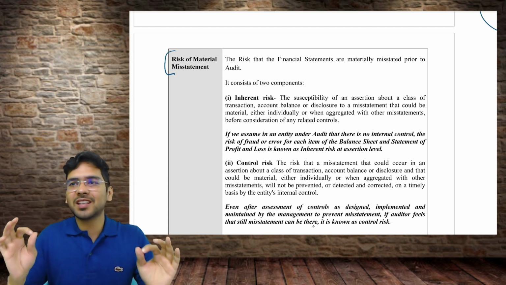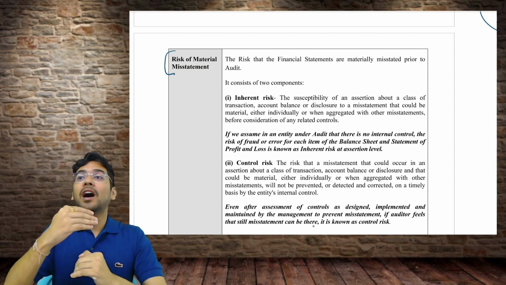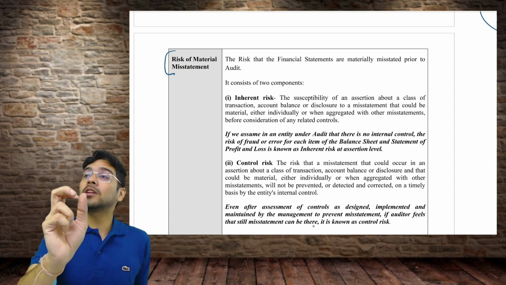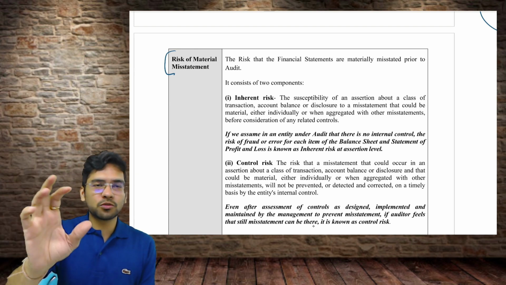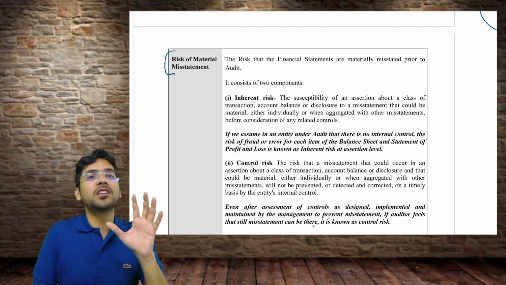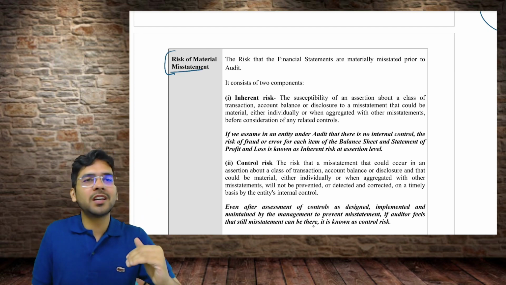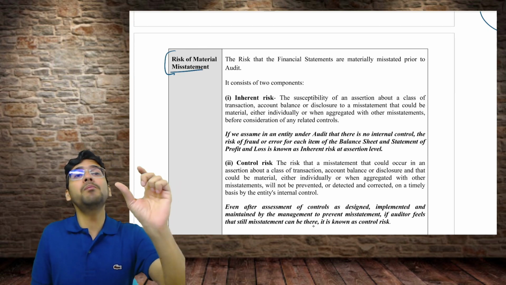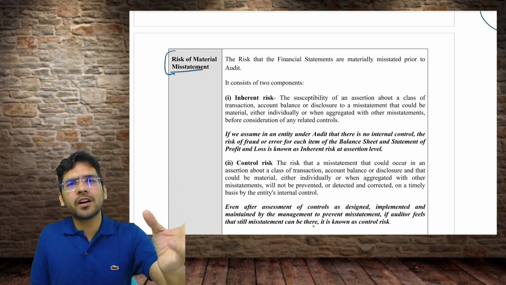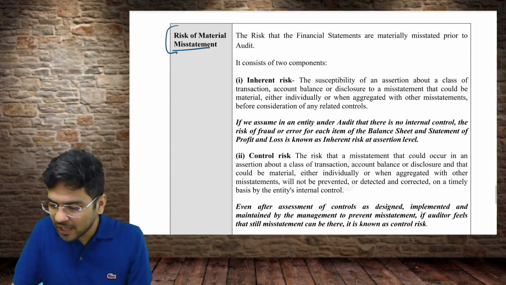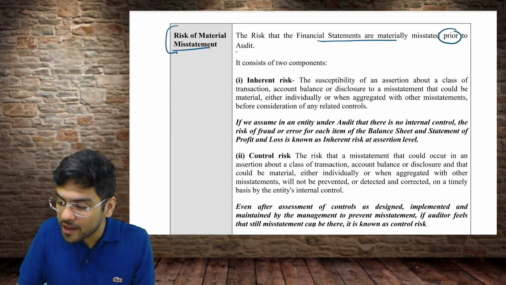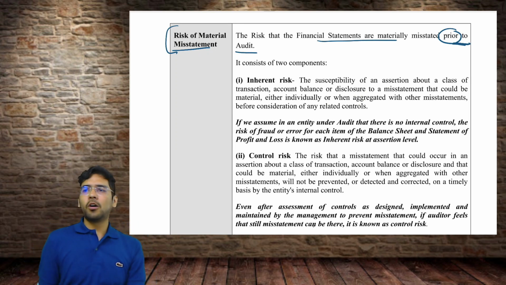So can I say that ROMM is assessed prior to the audit? Yes or no? I remember once this question was asked, and the students whose concept was not clear made mistakes here. So what is risk of material misstatement? In simple words, it is a chance that there will be misstatements in the financial statements. When do you assess, not calculate, the ROMM? It says the risk that financial statements are materially misstated. Please mark the words prior to audit.